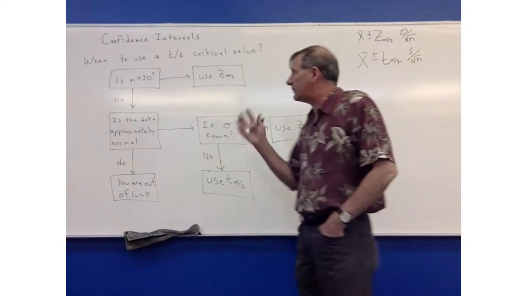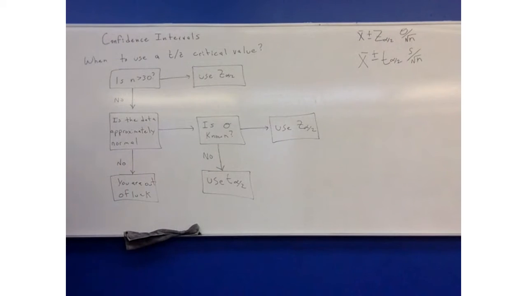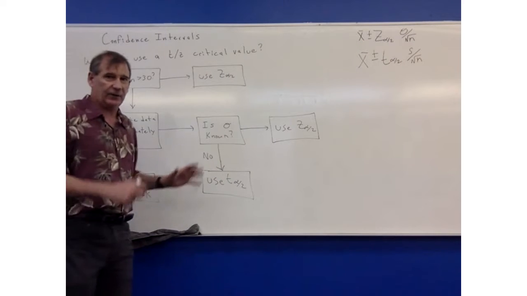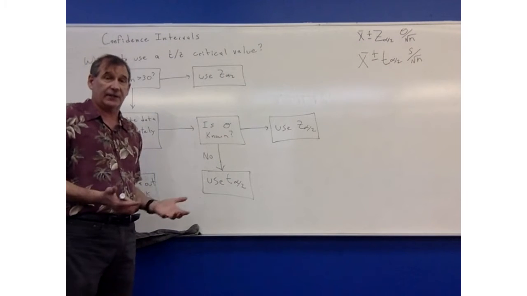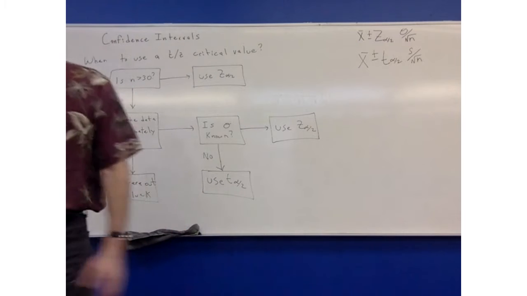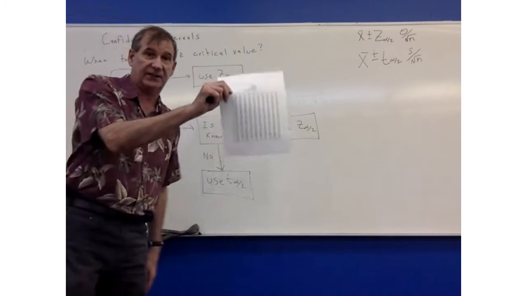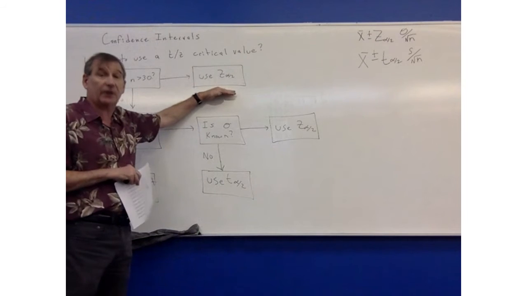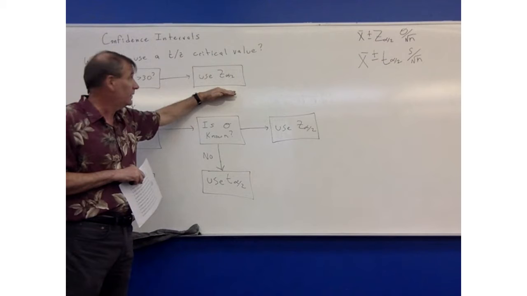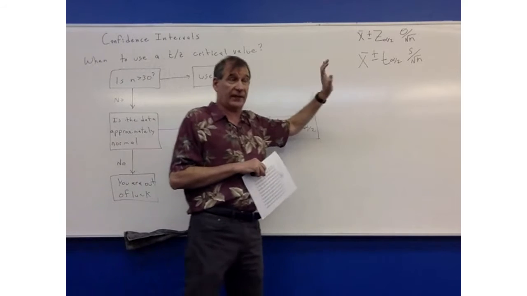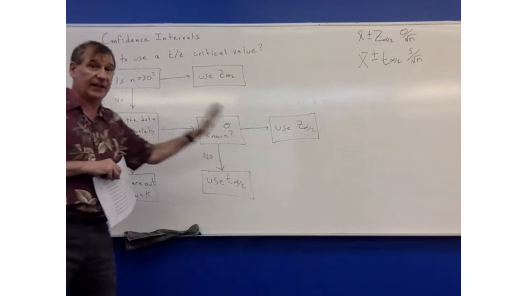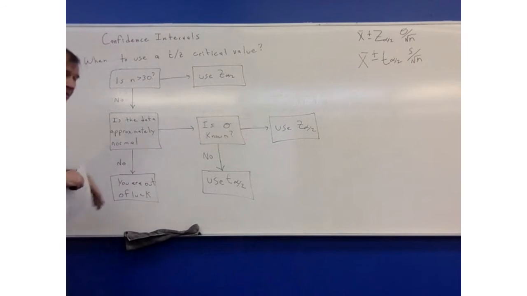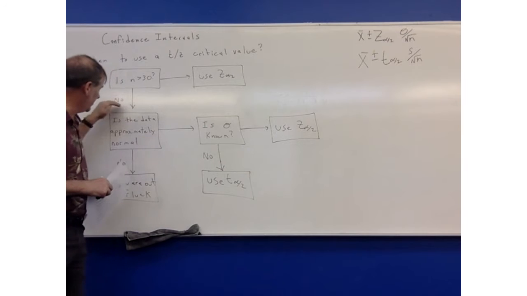Let's go through this. I've set up a flow chart. Suppose N is bigger than 30. Right away, we know that the standard normal distribution table is accurate because N is bigger than 30. We're going to use a Z critical value, which I've already shown you. I've erased them from the board, but you've seen them, or at least a few values of them. There's a lot more.